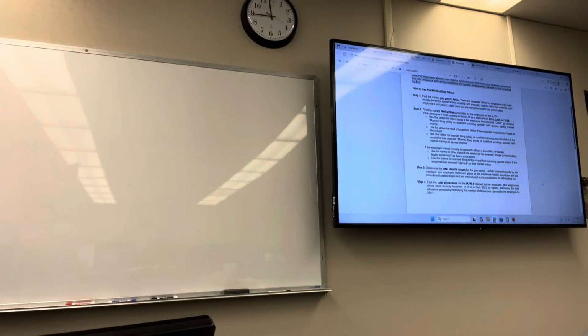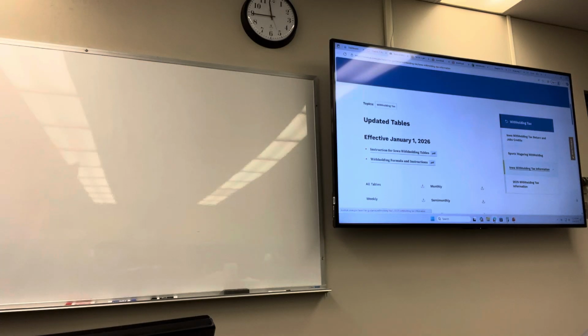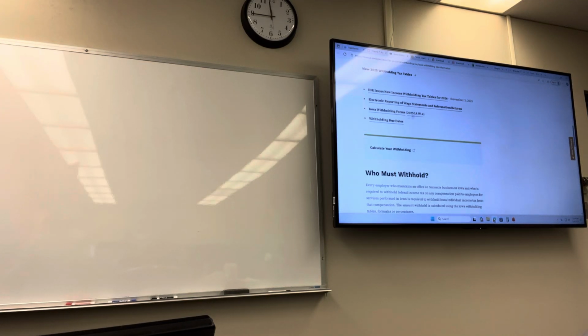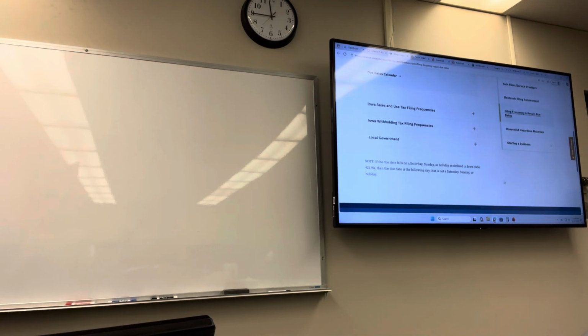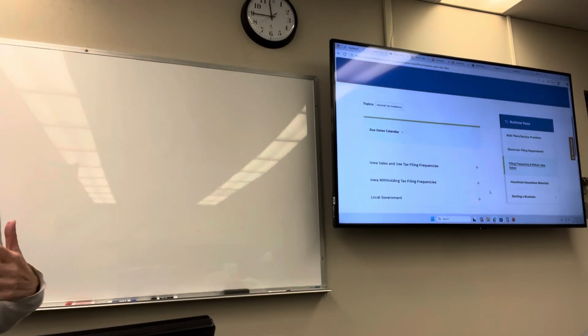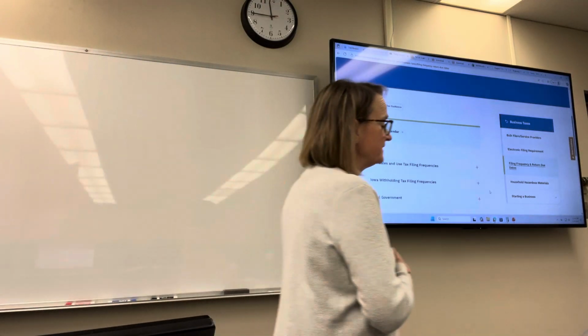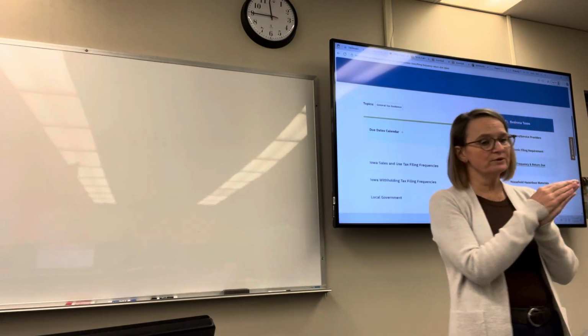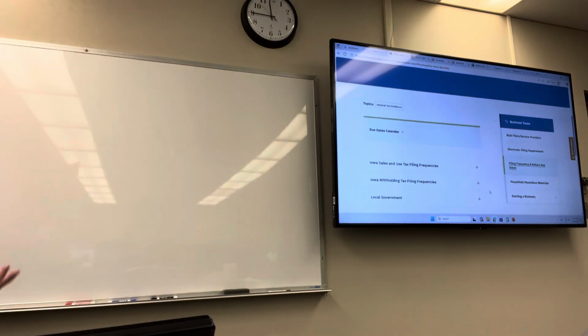So that's pretty much it for Iowa. All of this is found on the Iowa Department of Revenue website: all the withholding information, the W-4 as well, and information about withholding due dates. Just like we have 941s that are due on a quarterly basis, Iowa withholding is also due, and it may be due on a monthly basis or a quarterly basis, depending upon how much is owed.